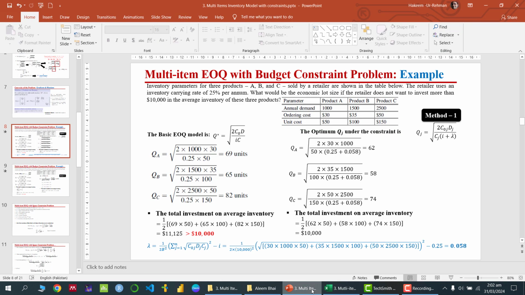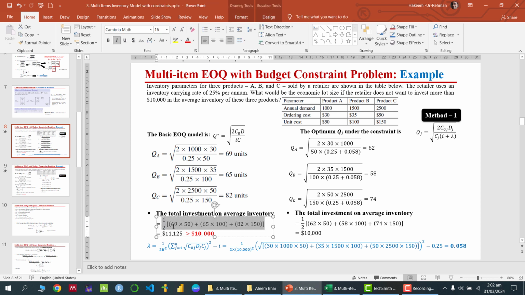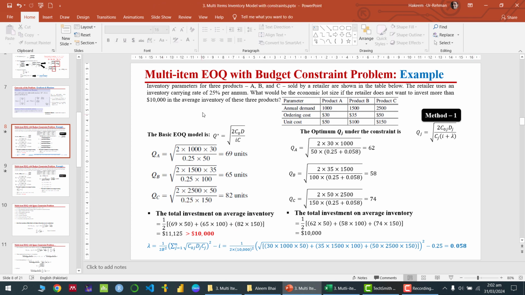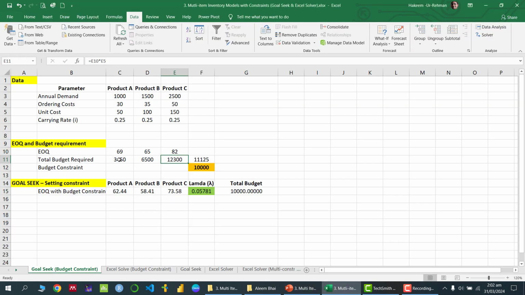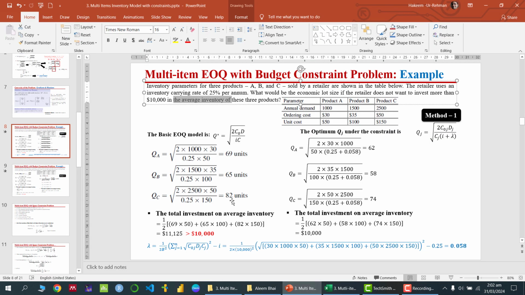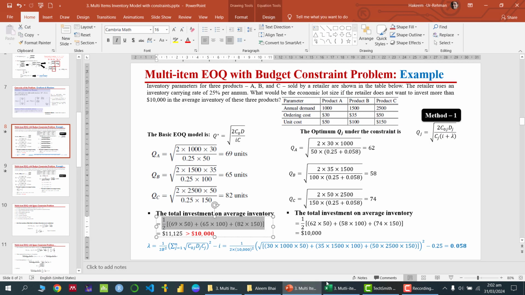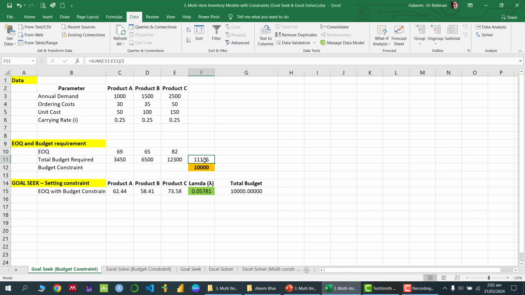Because in our constraint we need to find out the average inventory cost, because the budget is the average inventory. So that's why we will sum this up and take the average, divided by 2, based on this particular formula. So we have calculated this one.